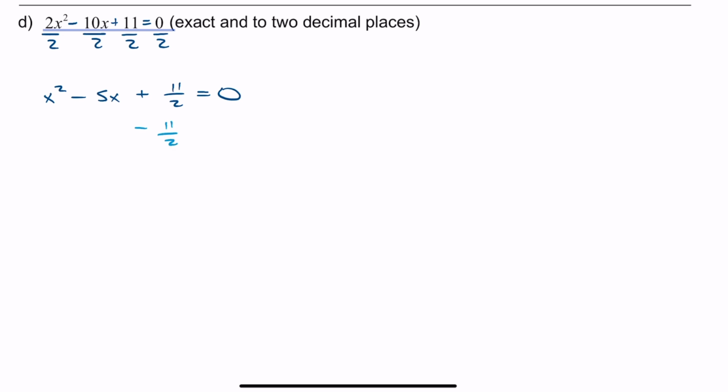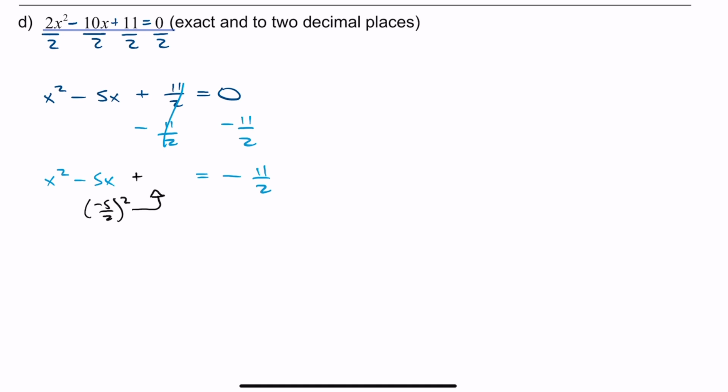I'm going to move the 11 over 2 to the other side of the equation. So I'm just subtracting 11 over 2 from both sides. So I get x squared minus 5x equals negative 11 over 2. I'm going to leave everything as fractions, but if you want to change things to decimals, you can.